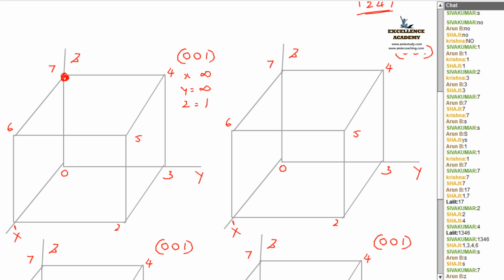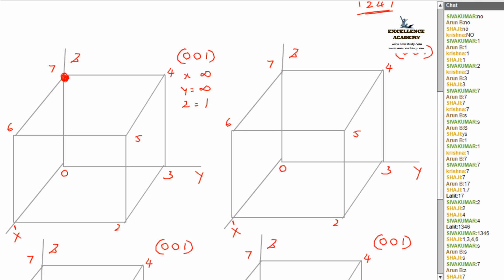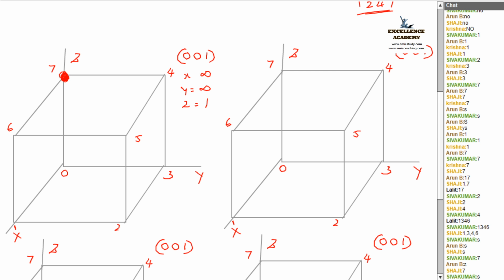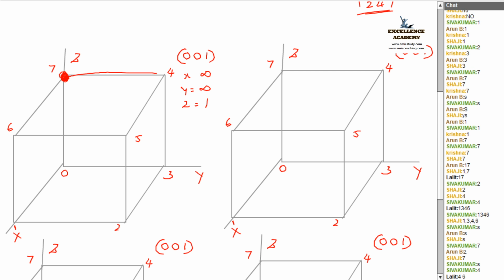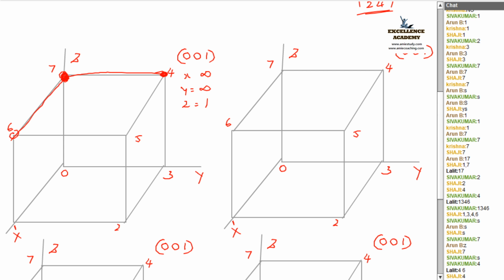According to our rule, what is that? From the obtained point, draw a line parallel to the infinite axis. Am I right? So I got 1 point there. So what to do? You have to draw a line parallel to the infinite axis. So from 7, draw a line parallel to y. Where will I reach? Yeah, I reach the 4. Next is from 7, I have to draw the line parallel to x axis. I reach 6.